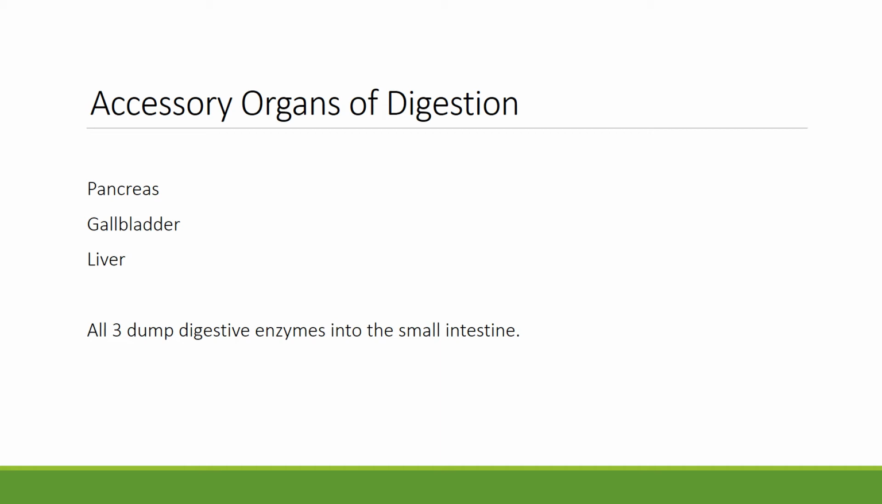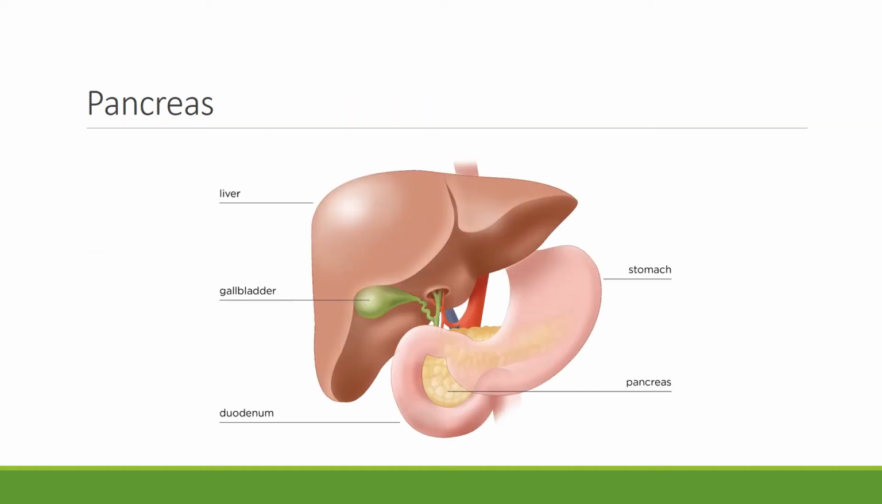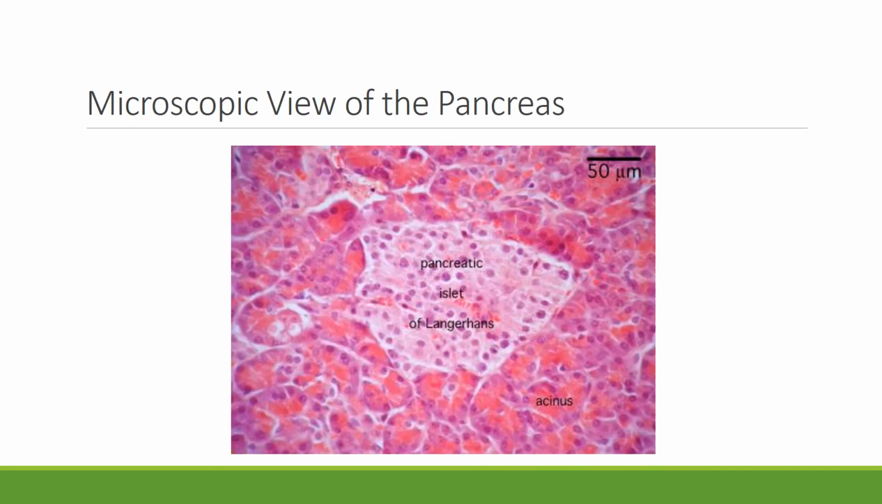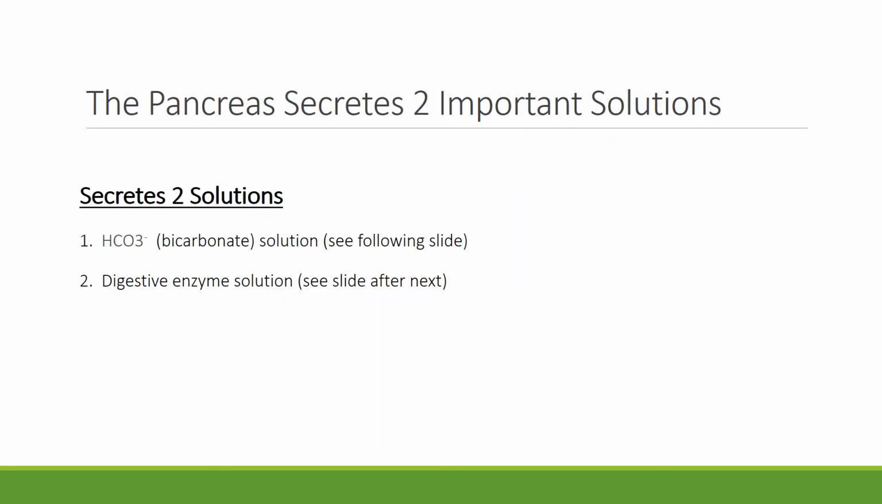Accessory organs of digestion, or organs that play a role in digestion but food does not pass through them, are the pancreas, gallbladder, and liver. All 3 of these dump digestive enzymes into the small intestine. Here is a diagram showing all 3 accessory organs. This slide shows you a microscopic view of the pancreas, including an islet of Langerhans. The pancreas secretes 2 very important solutions. They are a bicarbonate solution and a solution of digestive enzymes.